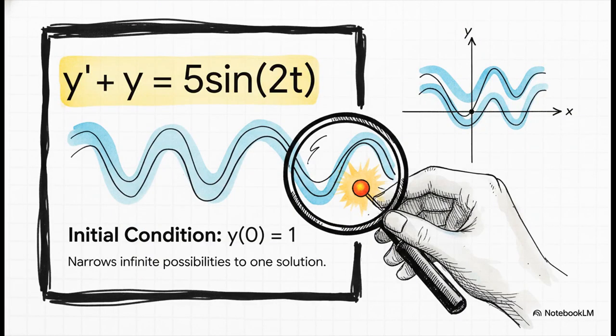For our last example, let's tackle an initial value problem. The process is exactly the same, but we get one extra piece of information. We're told that y of 0 equals 1. This little condition is going to let us solve for that constant c and find the one specific solution instead of an infinite family of them.